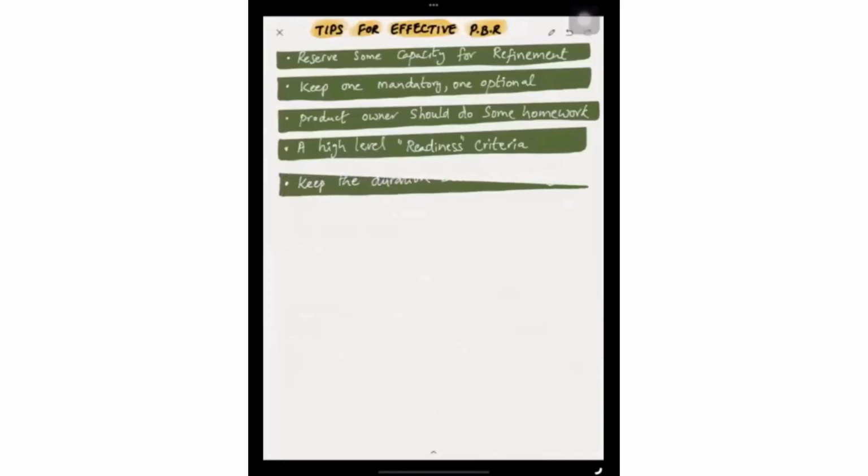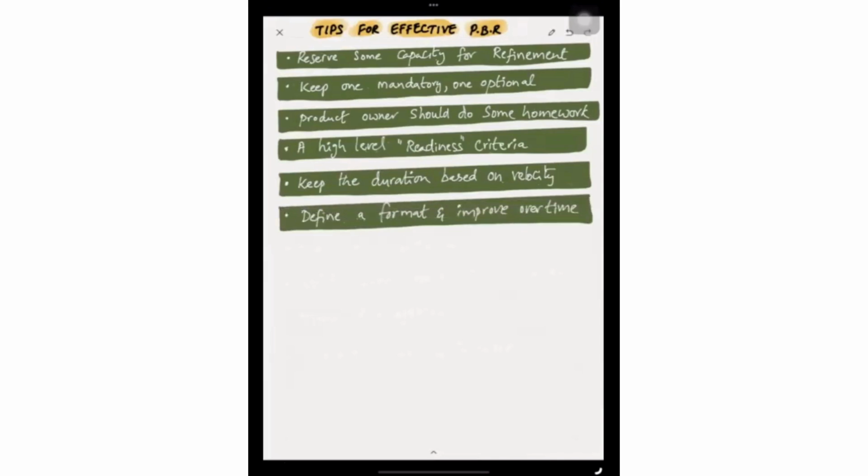And the next tip is keep the duration based on the velocity. As I said earlier, if your team's velocity is X story points, then maybe 1.5 to 2X story points worth of items should always be available in the product backlog. Accordingly, define the duration. And define the format and improve over time. So how you are doing the product backlog refinement, create a format and time to time inspect and adapt to improve the format.